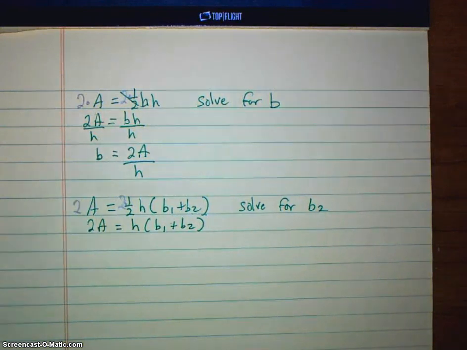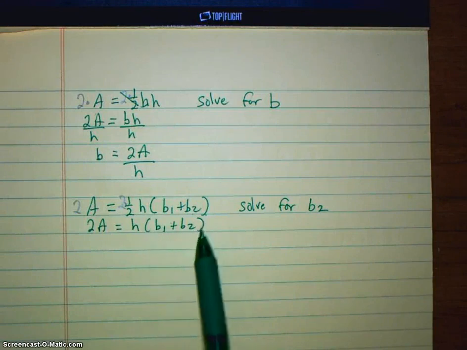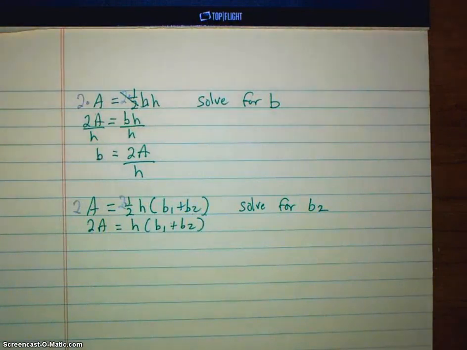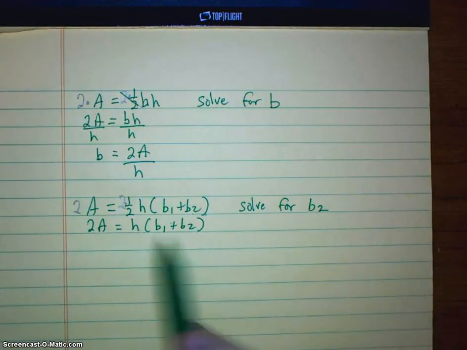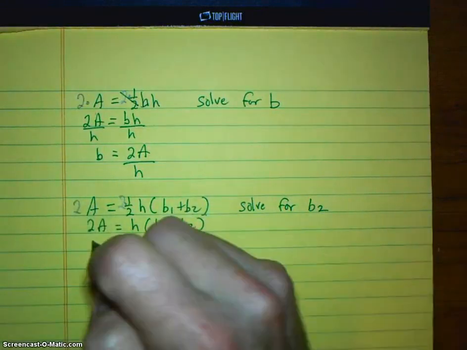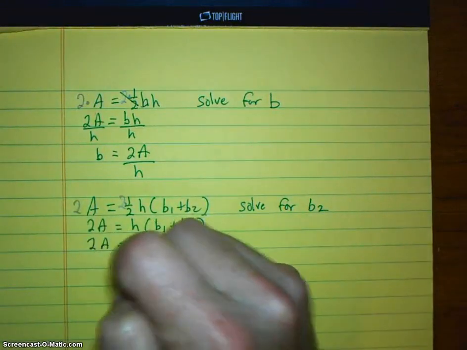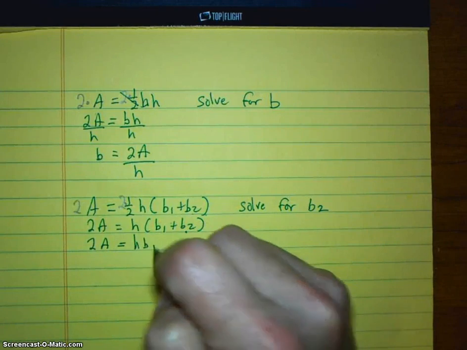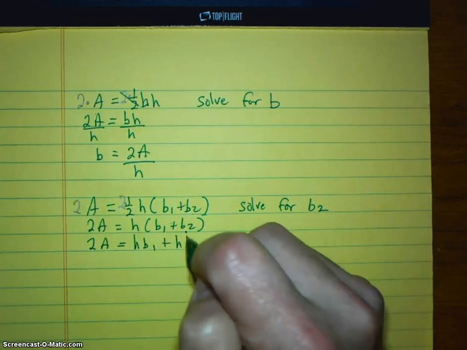All right, so we're still trying to get this b2 all by itself. It's trapped inside these parentheses. We have to get rid of the parentheses. There are two ways we can get rid of the parentheses. The first, what most students would say, is let's distribute. And we'll do that. And then we'll do this problem again, and I'll show you a slightly different way. 2a is hb1 plus hb2.